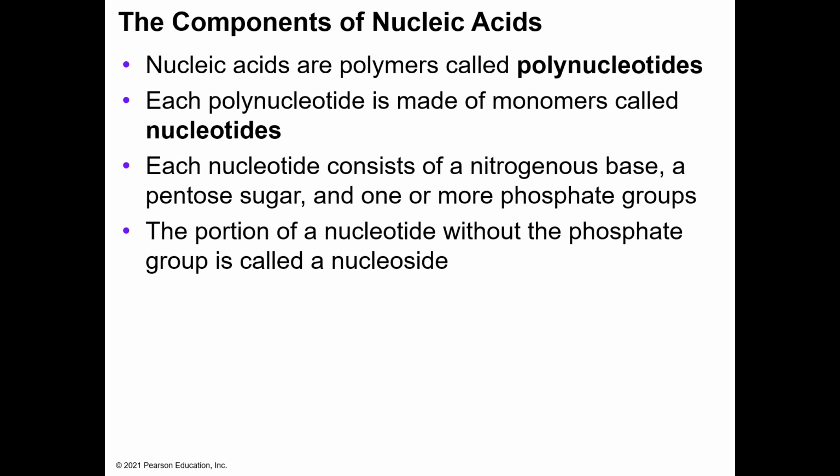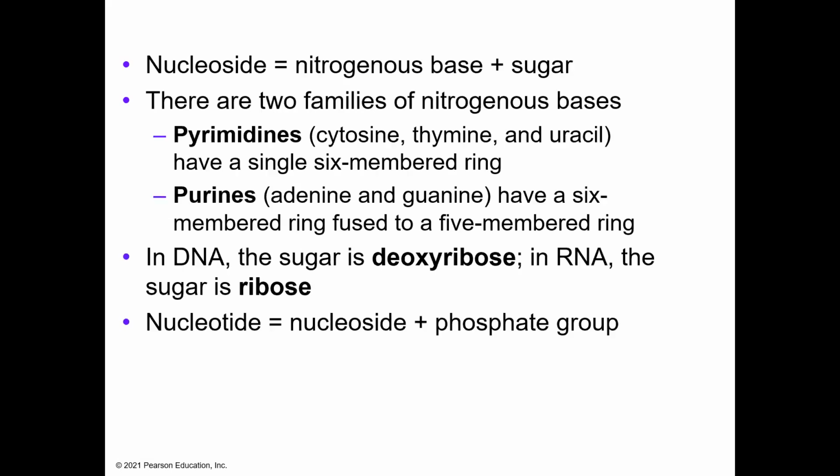What are the components of nucleic acid? Nucleic acids are polymers called polynucleotides, and each polynucleotide is made up of monomers called nucleotides. Each nucleotide has a nitrogenous base, a pentose sugar, and one or more phosphate groups. The portion of a nucleotide without a phosphate group is called a nucleoside, which is less common, but nucleosides are a nitrogenous base and sugar.